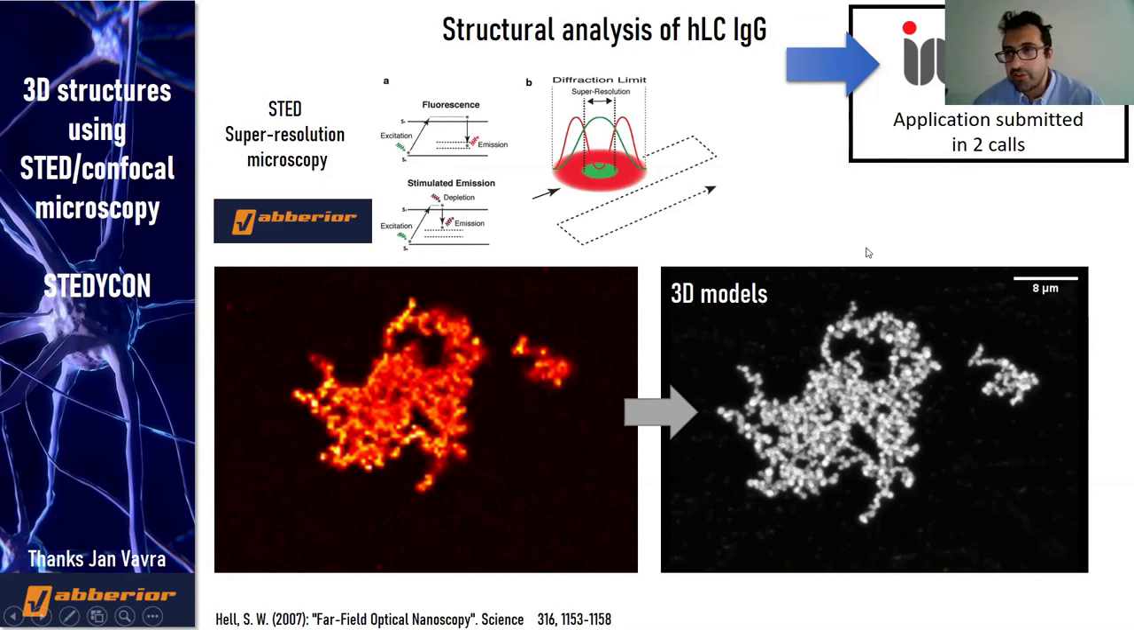So we are very happy that Instruct-ERIC is providing the opportunity to apply for top infrastructures like cryo-electron microscopy, and we would like in the near future to apply for some experiments to enhance the structural resolution of our 3D models.